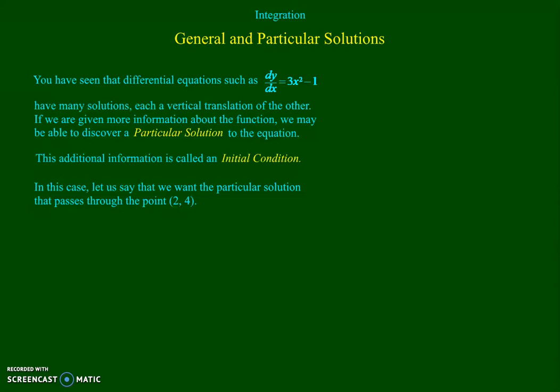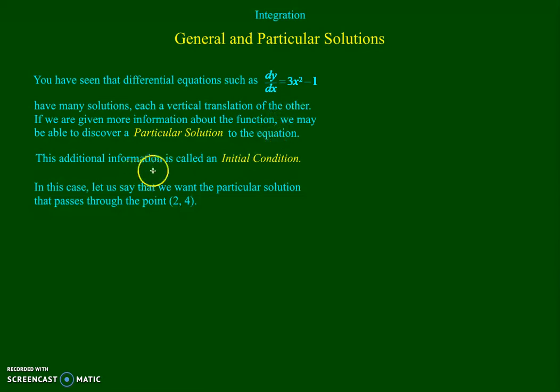So we've done before the idea that differential equations such as this one up here, dy dx equals 3x squared minus 1, has many solutions. Each is a vertical translation of the other. If we're given just a little bit more information about the function, we can go beyond what's known as the general solution, and we can discover what's known as a particular solution to the equation. That is, which one of those vertical translations of the family of functions that are solutions to this differential equation are we actually talking about?